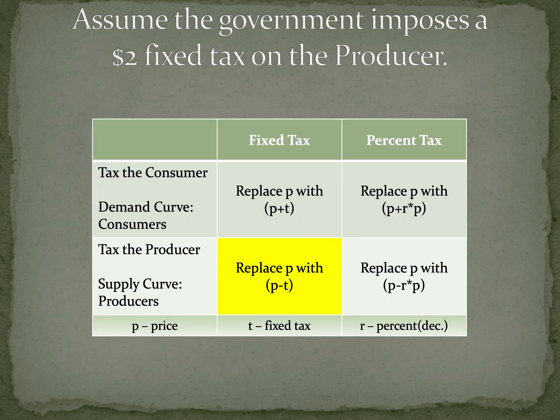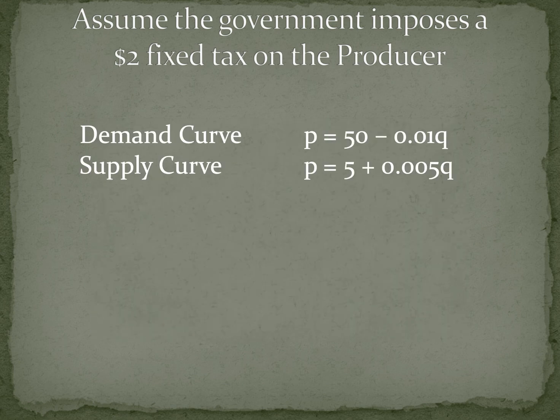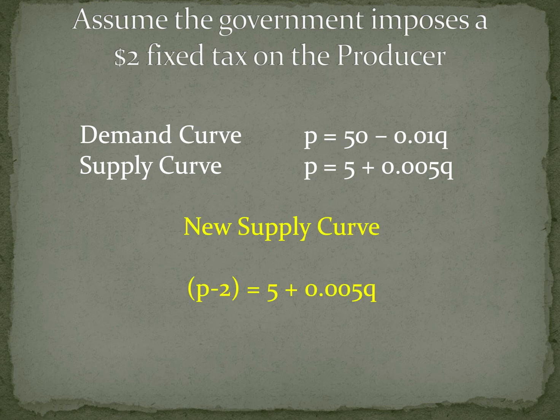Let's consider another tax. Let's consider a fixed tax of $2, this time on the producer. So here we've moved to the second row and first column. We'll change only the supply curve and replace the price with the price minus the tax. So consider our original demand and supply curves. We're going to change the supply curve now and replace the price with the price minus the tax. Since it's a fixed tax, it'll just be P minus 2.